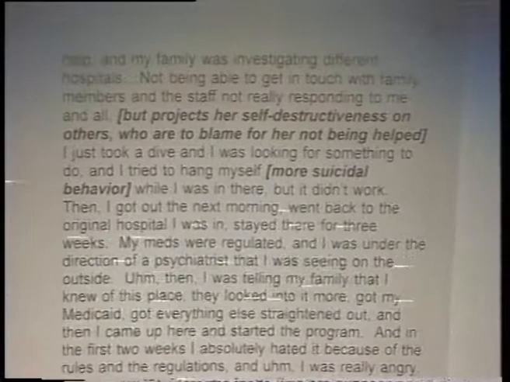Here she's saying that my family since then has been looking into different hospitals.